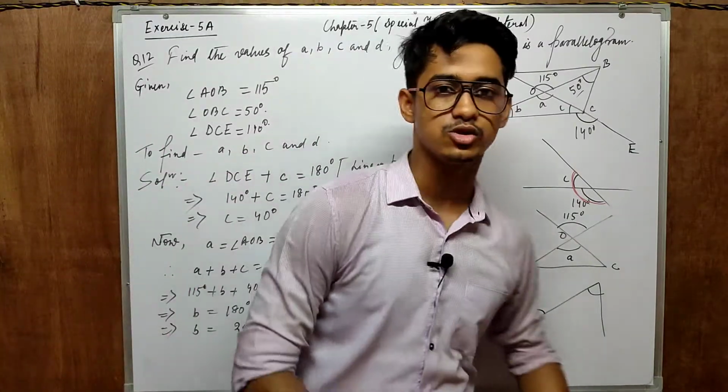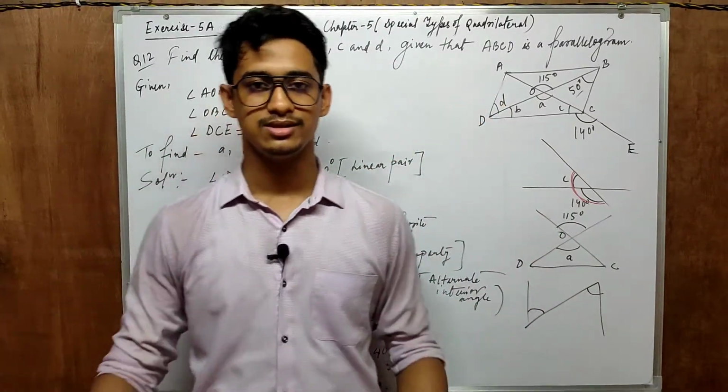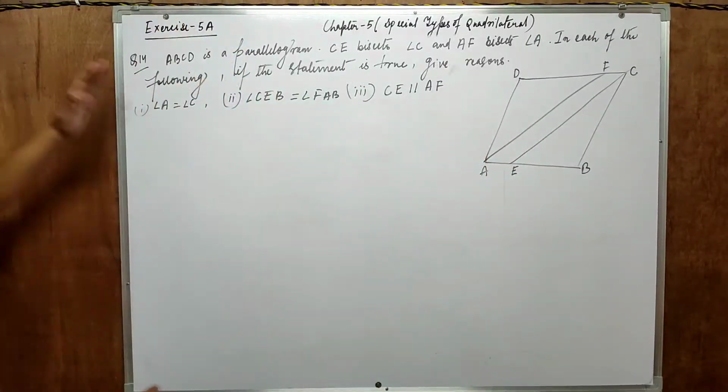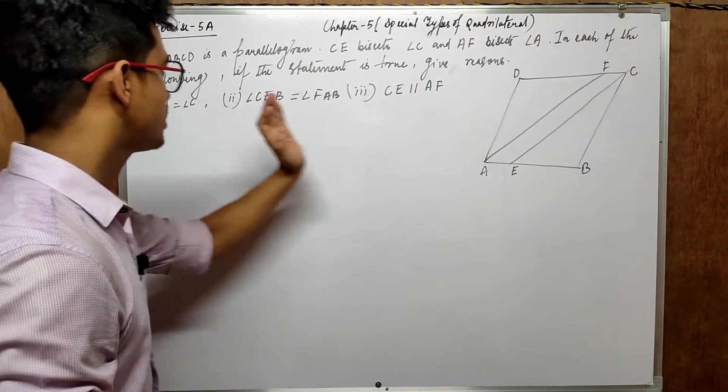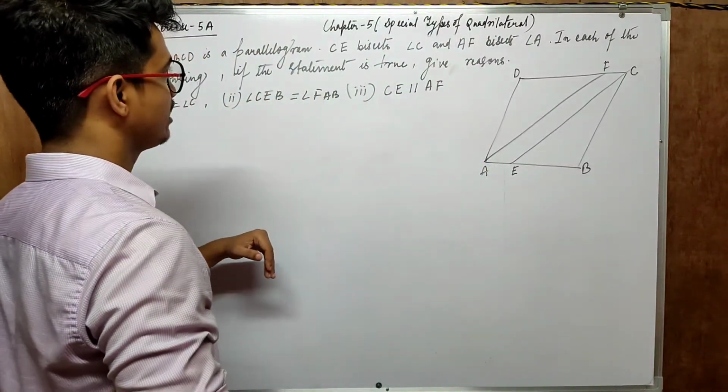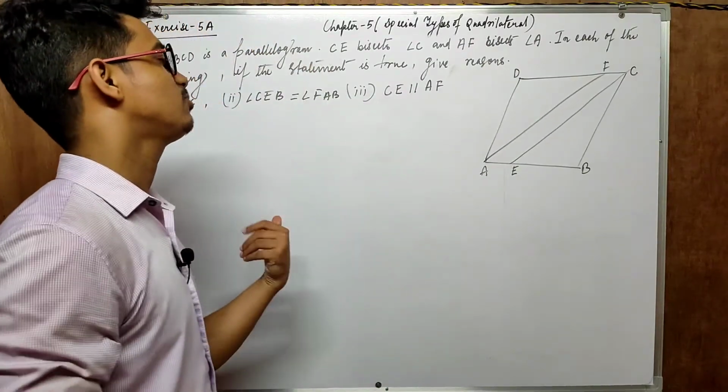Last but not the least, I will solve one more question, and the rest of the things you will do at home. So now let's understand the last question of today's video. That is, ABCD is a parallelogram. CE bisects angle C and AF bisects angle A.